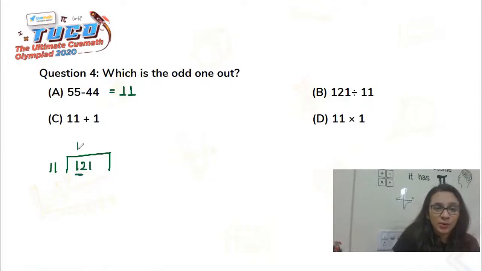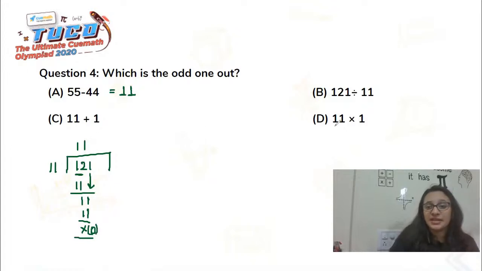So 11 ones are 11. You do the subtraction, you get 1. You bring down 1, and then again 11 ones are 11. You get the remainder 0, basically. And the quotient that you have got is 11. So on dividing 121 by 11, you arrive at the answer 11.